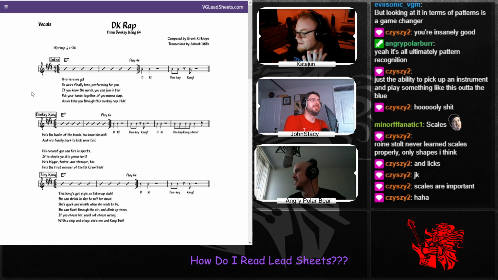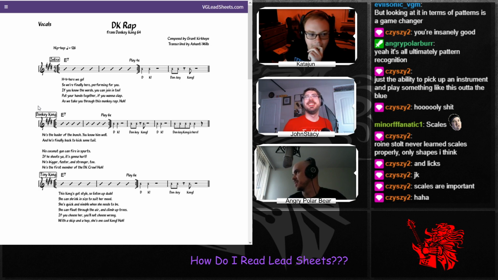But it shows you some pretty good stuff about how to read. And of course, everybody hopefully knows the DK Rap, but you can see the exact notations for DK, Donkey Kong, DK. Go to vocals. Is here. And you can see there as well. Yeah, you on the vocal version? Yeah, I'm on the vocal sheet.